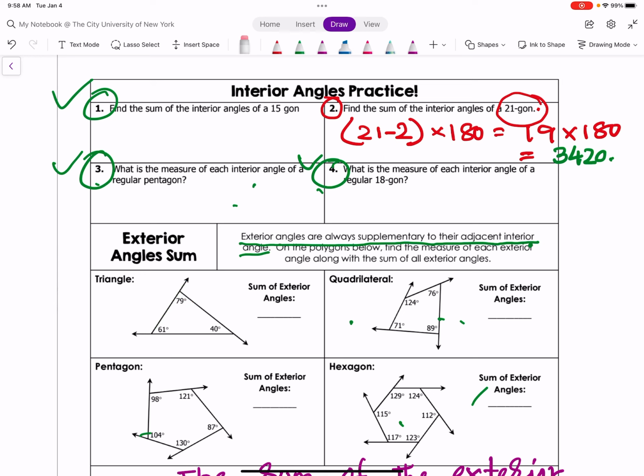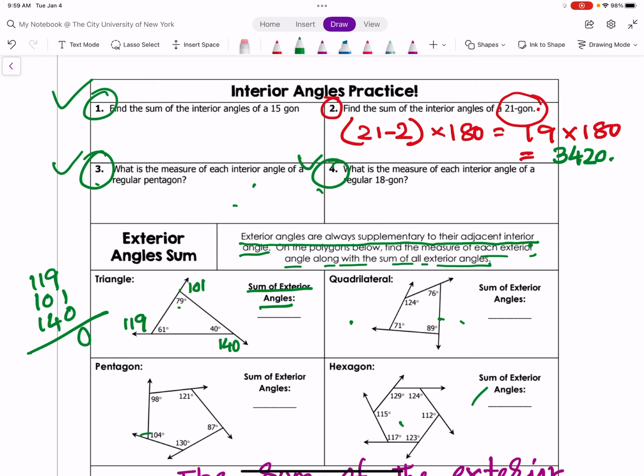Now what we want to find out is the sum of exterior angles. On the polygon below, find the measure of each exterior angle along with the sum of the exterior angles. So let's try with this one. Since we know they're supplementary, if it is 79, it has to be 101. If it is 40, it has to be 140. If it is 61, it has to be 119. Now if you add 119, 101, and 140, how much do you get?